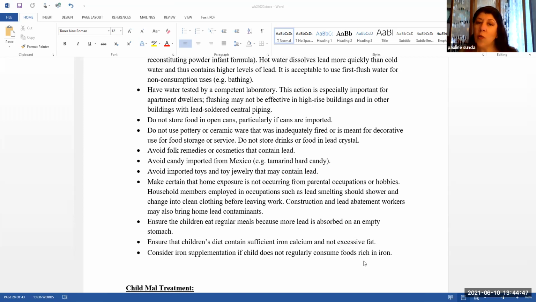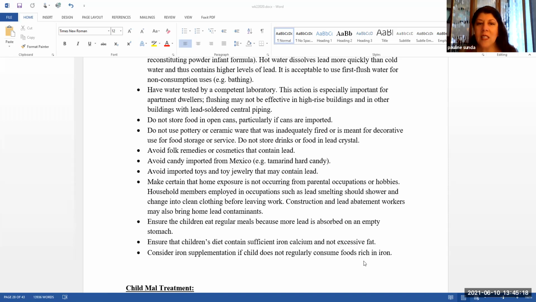Don't store food in open cans, particularly if the cans are imported. Again, they might have lead in them. Do not use pottery or ceramic ware that was inadequately fired or is meant for decorative use for food storage or service. Don't store drinks or food in lead crystal. Again, the state of California actually will label products that have lead in them, so you shouldn't be using those for food.